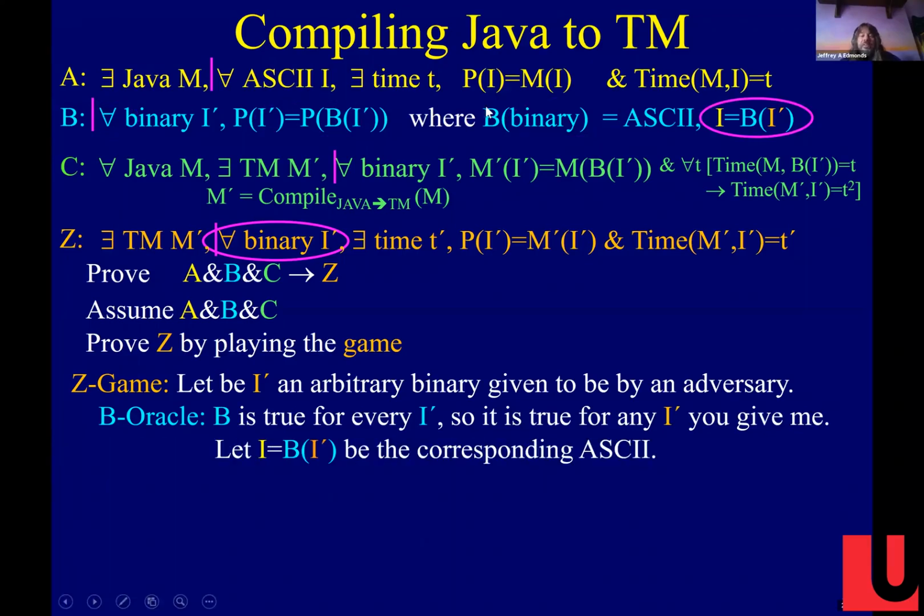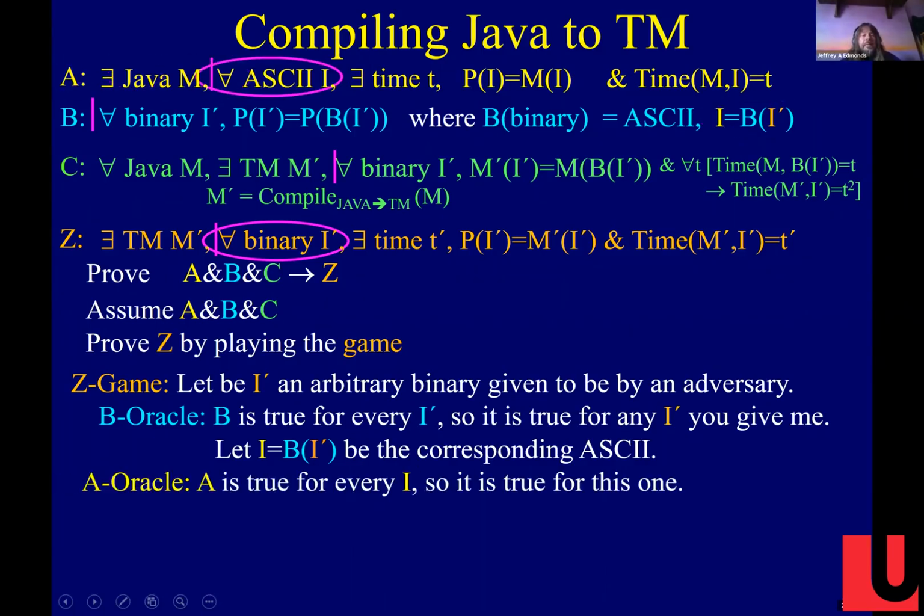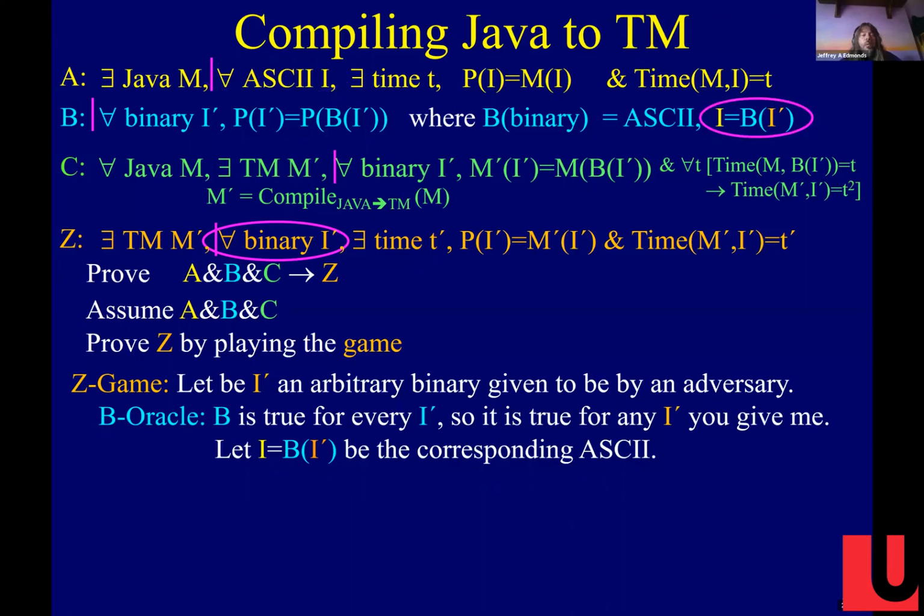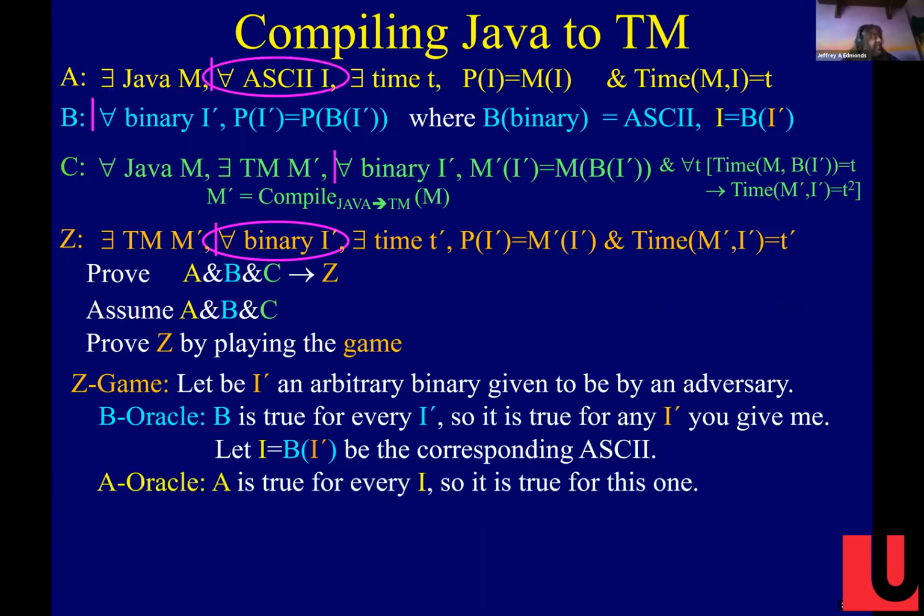And what does Oracle B do for me? Oracle B translates it from a binary string into an ASCII string. And what do I do with this ASCII string? Well, great. Now that I have an ASCII string, I can give it to A, right? Because what's A assuring me? A is assuring me that for every ASCII string, her Java program gives the right answer.